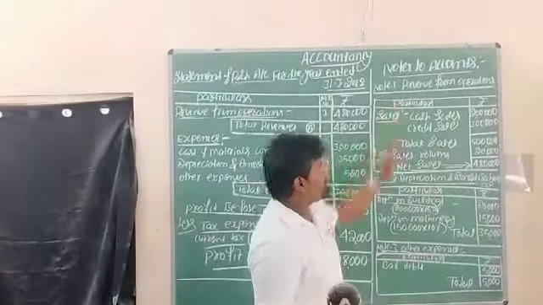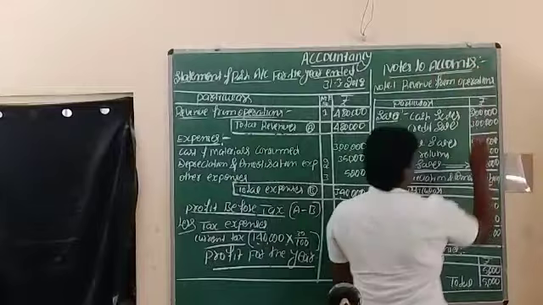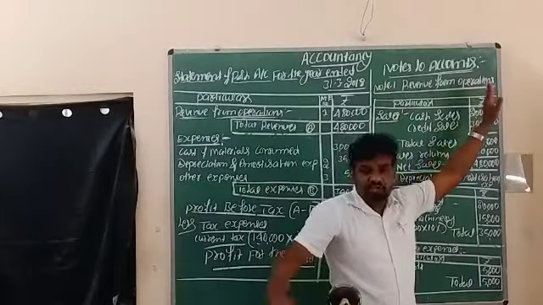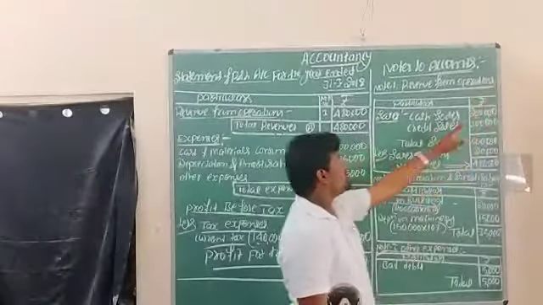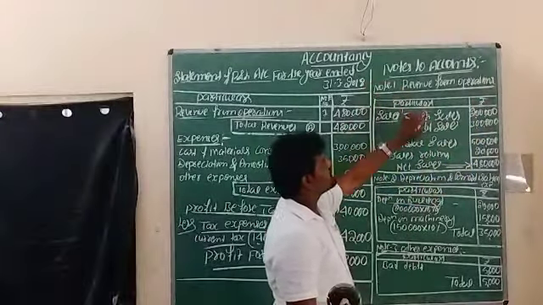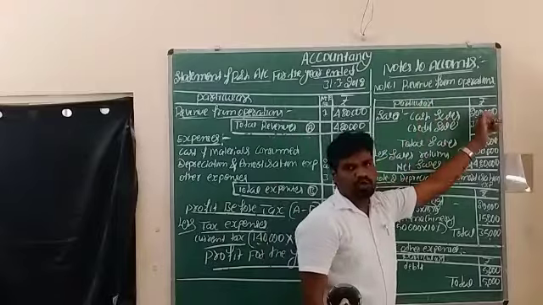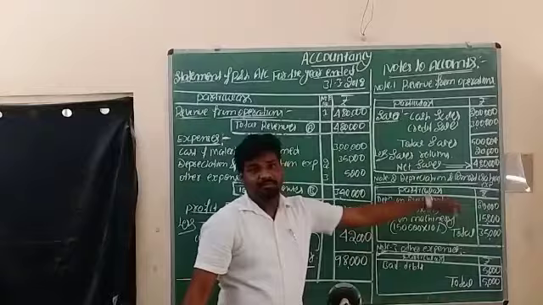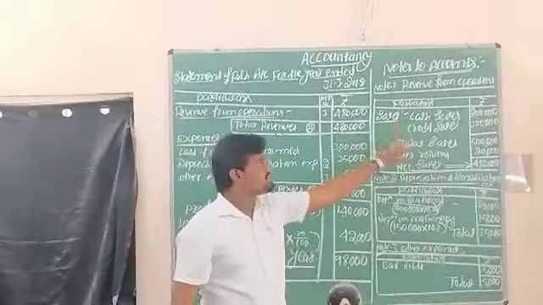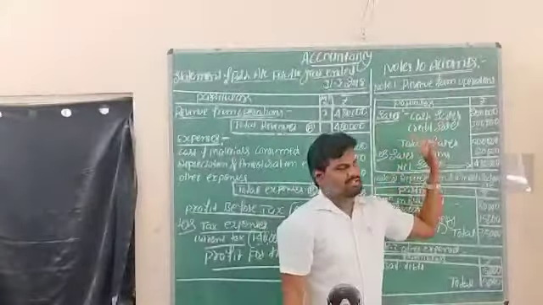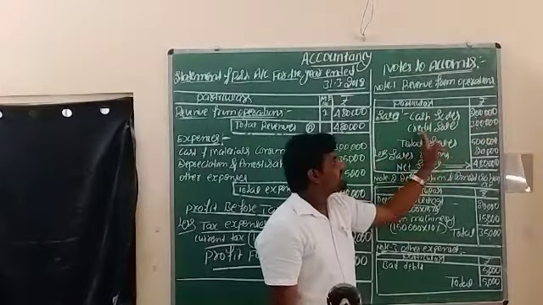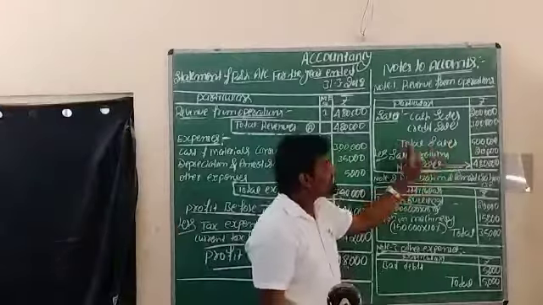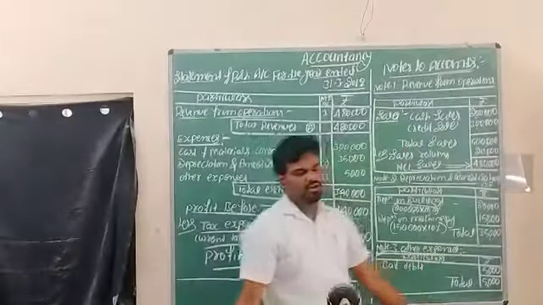Coming to the calculation part, in the notes to accounts, note number 1 is revenue from operations. First we need to find the total revenues during the year, with a format of particulars and an amount column. The first item is sales, which means the total revenues or incomes during the year. There are two types of sales: cash sales 2 lakhs and credit sales 3 lakhs. 2 lakhs plus 3 lakhs is 5 lakhs, the total sales in this business.